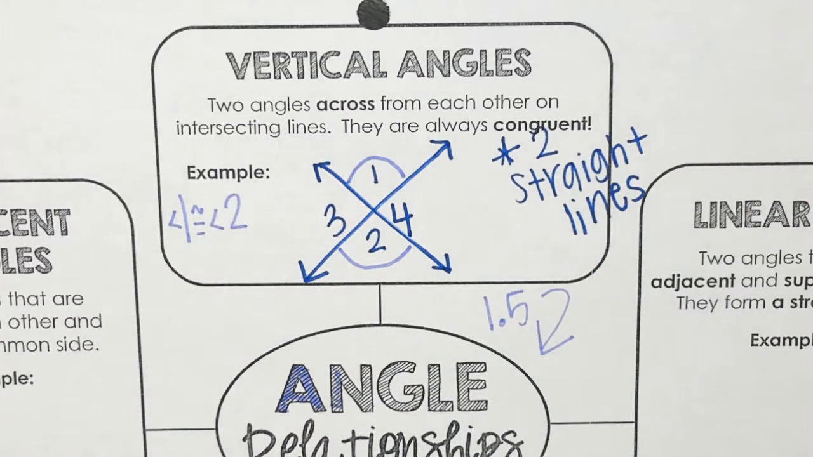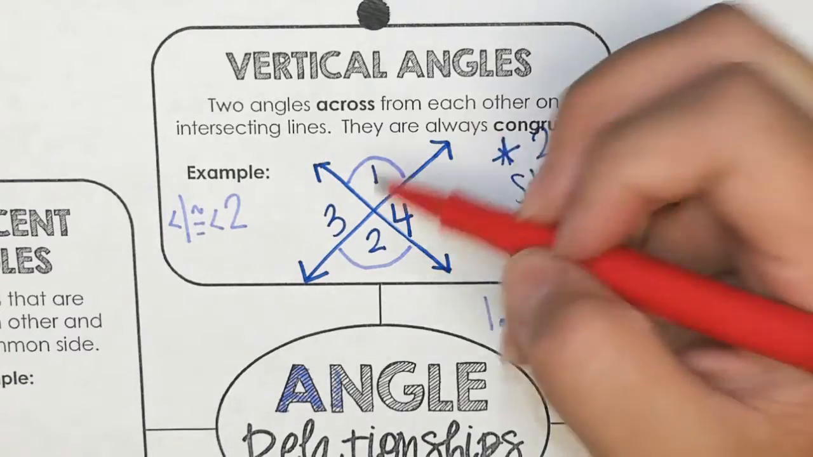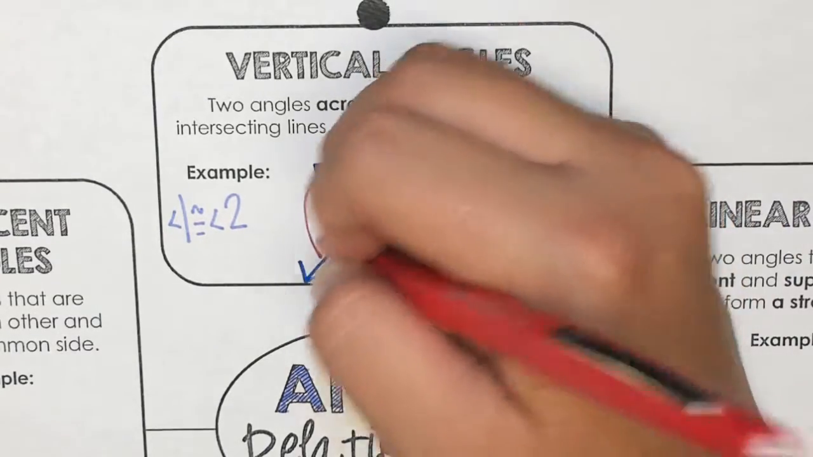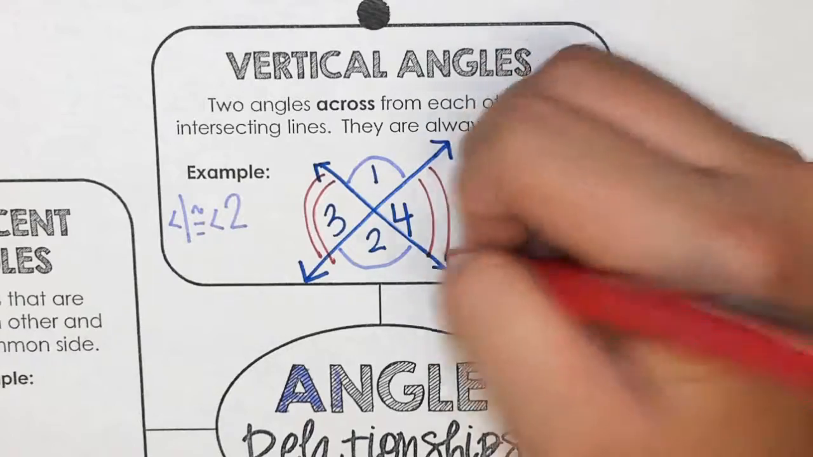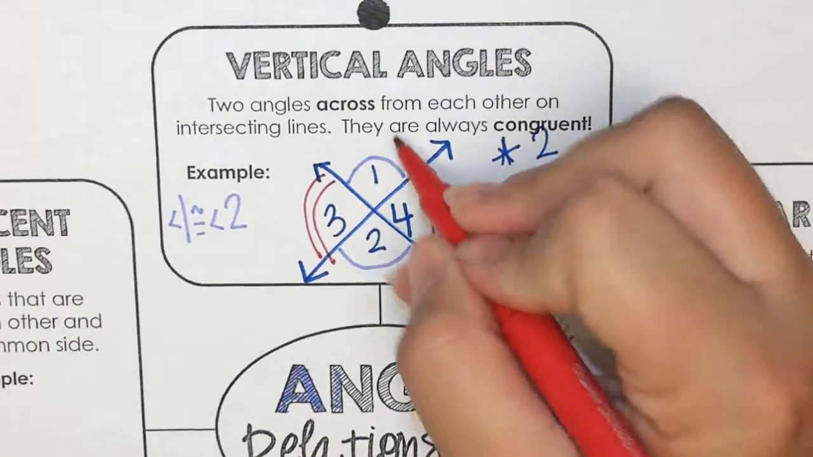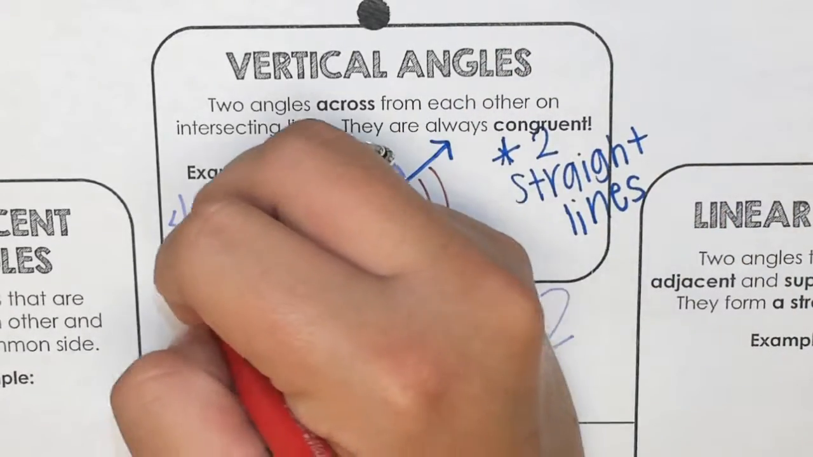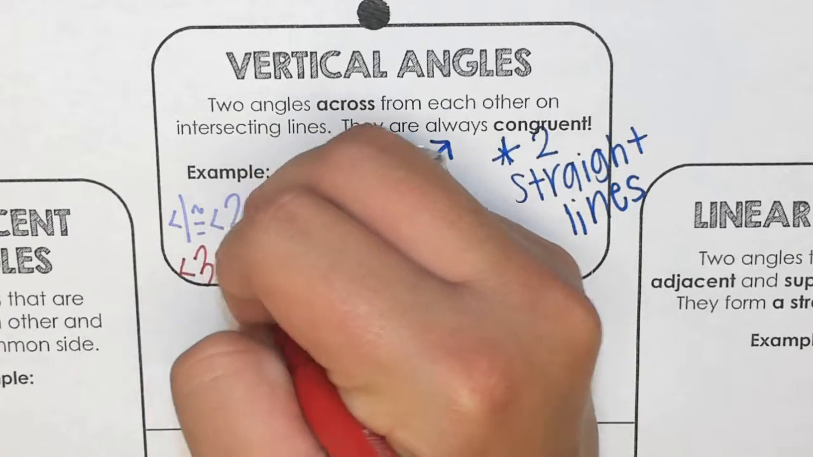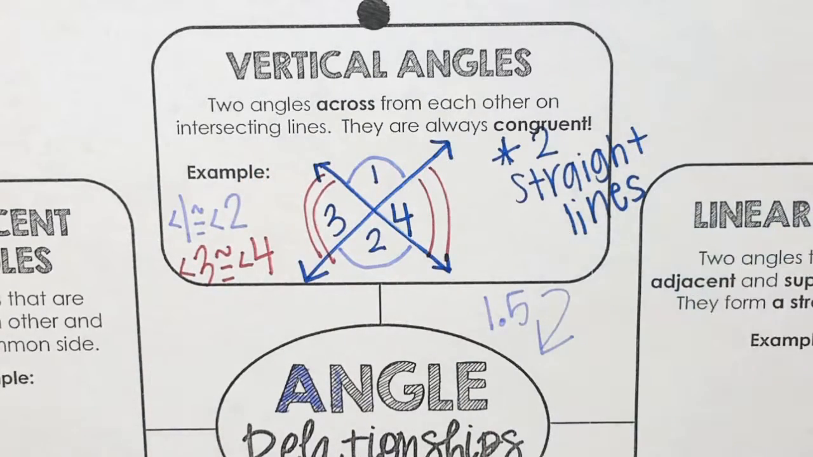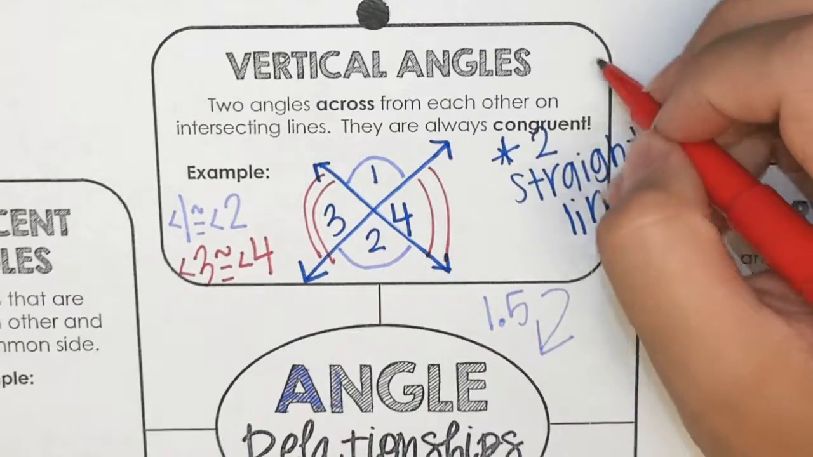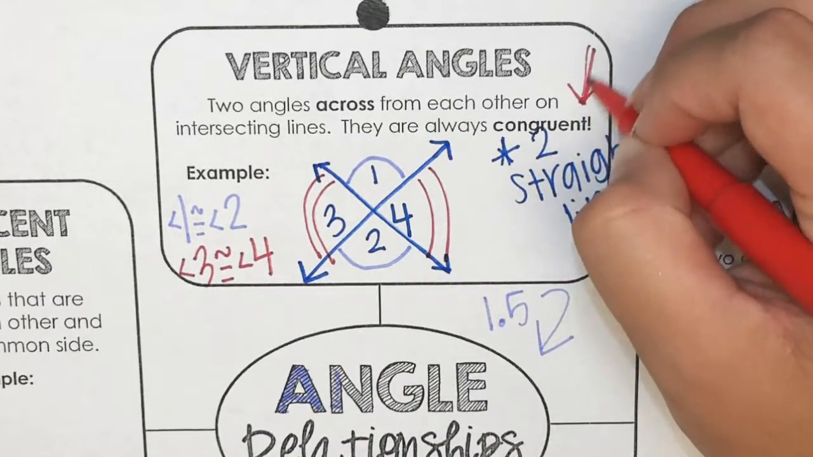Well, guess what? If 1 and 2 are congruent, what do you think about 3 and 4? They're the same too, aren't they? Because they're vertical. So 1 and 2 are the same, and then 3 and 4 are the same. So angle 3 is congruent to angle 4. That's the important thing about vertical angles. They are always congruent.